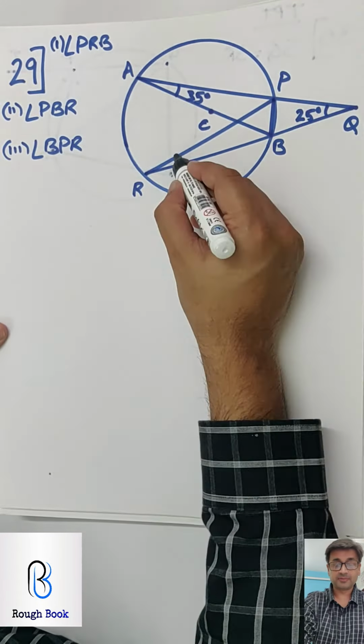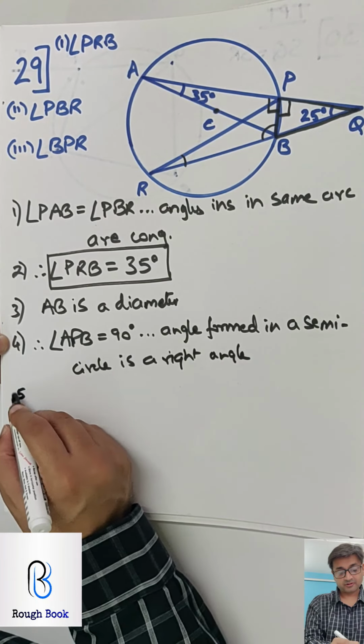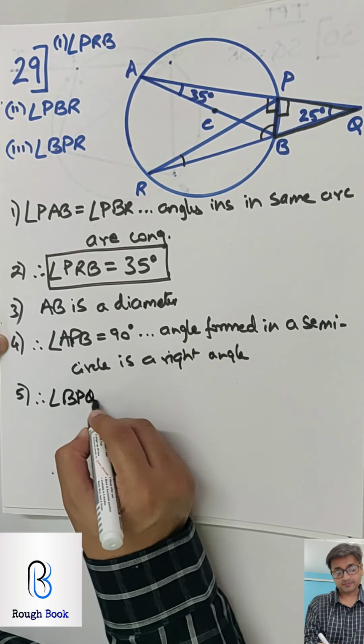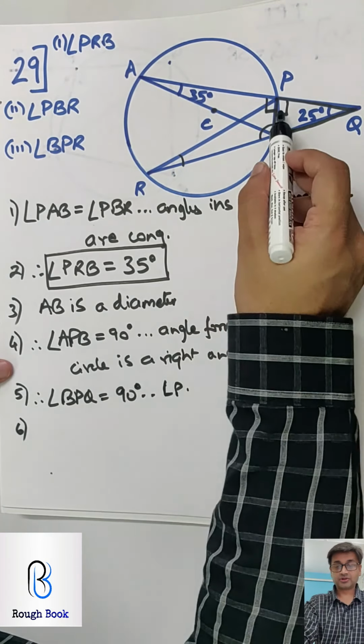Got it? So come on, let's write it. Step 1, AB is a diameter and therefore angle APB is equal to 90 degrees. Angle formed in a semicircle is a right angle. So we managed to get this one as 90 and therefore we can say that angle BPQ is also 90. Linear pair. Further, right, full statements, full words. So this you got 90.